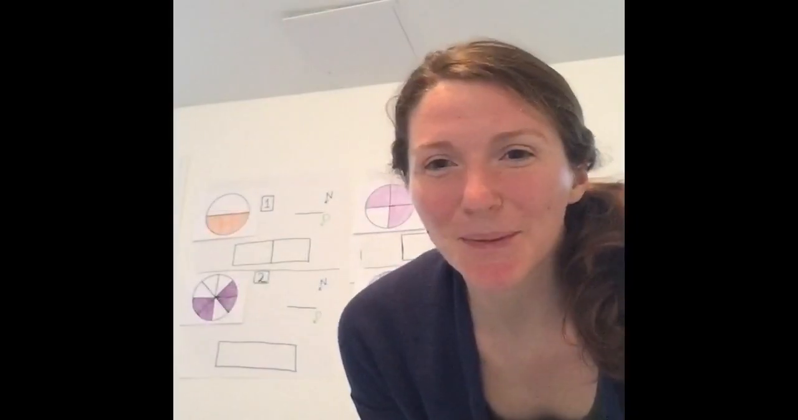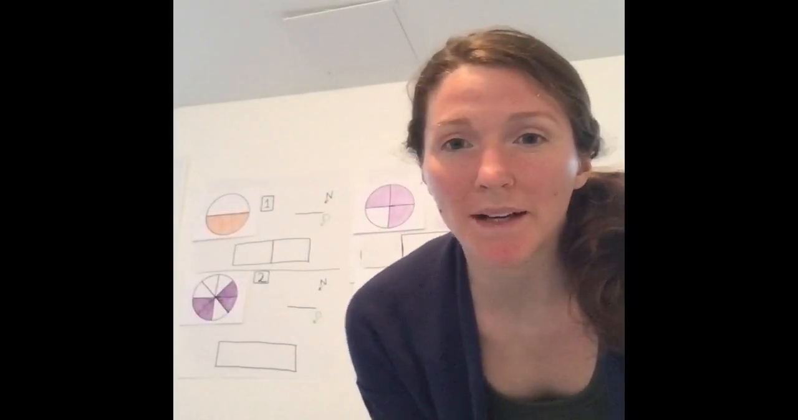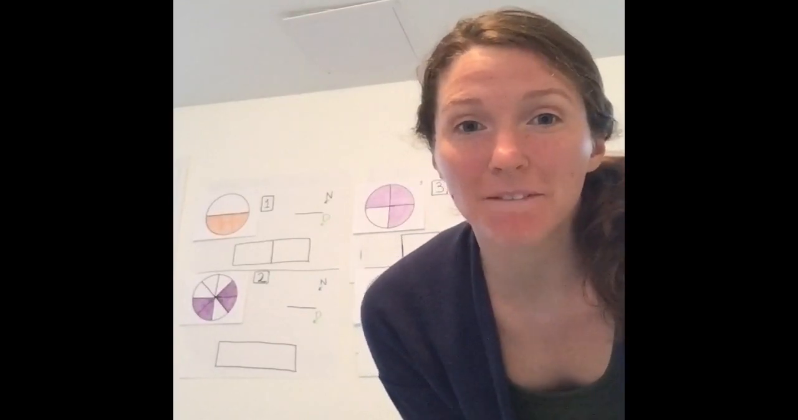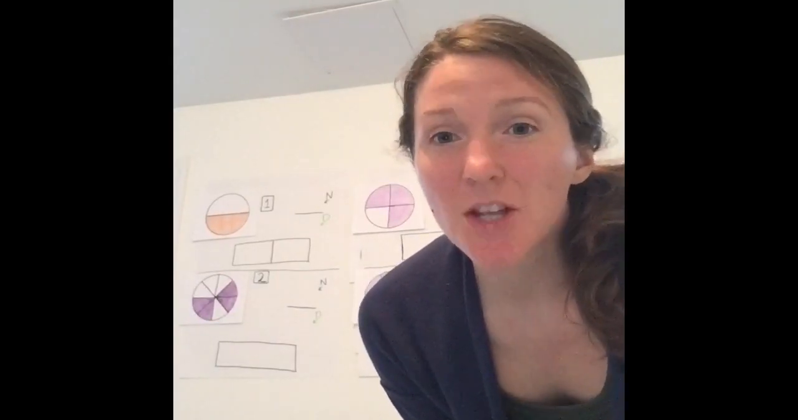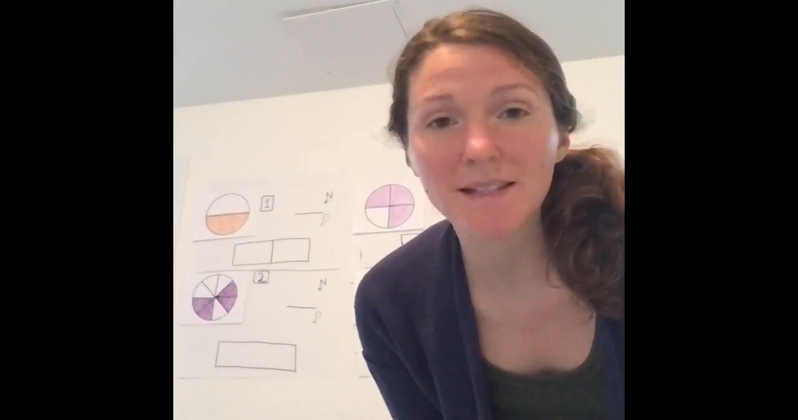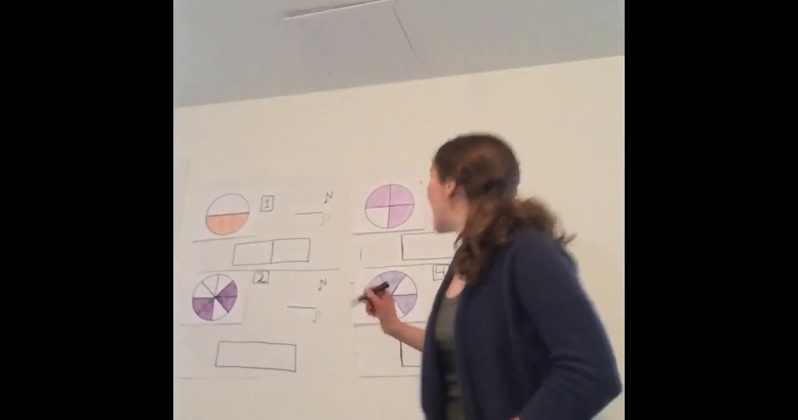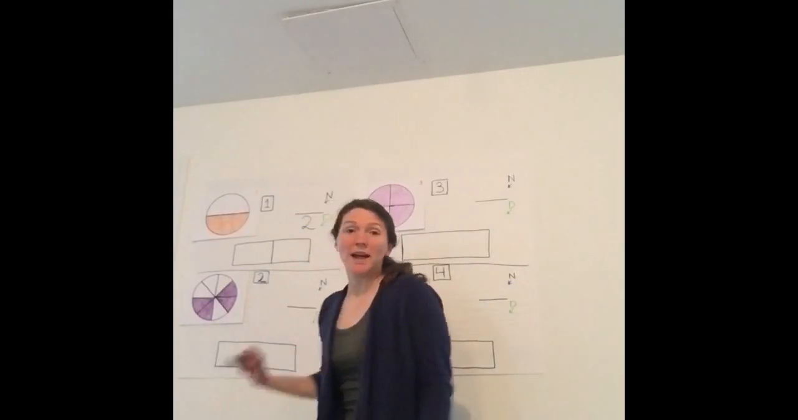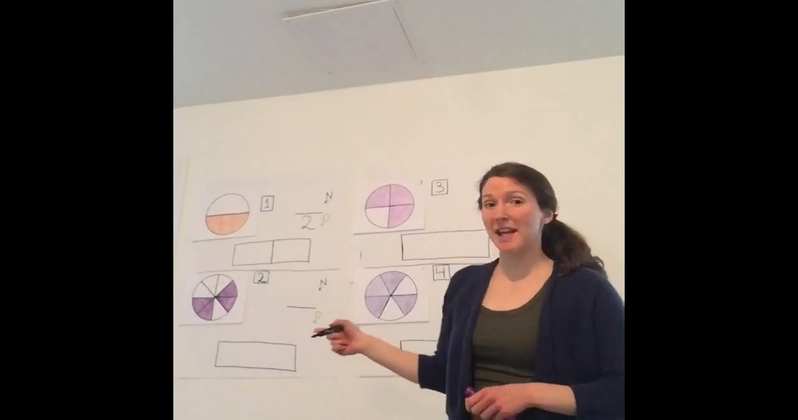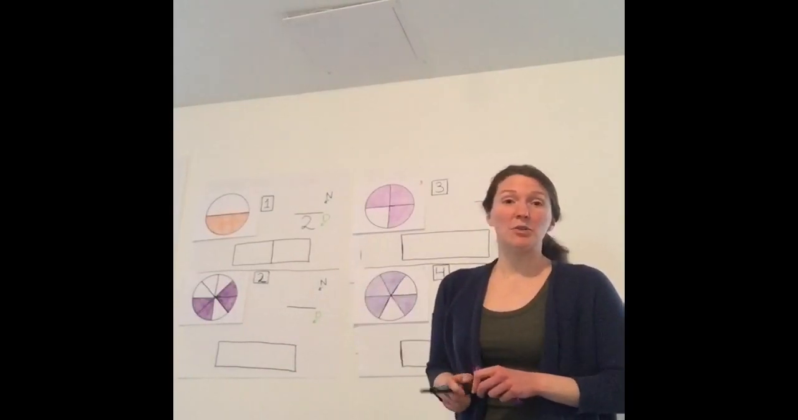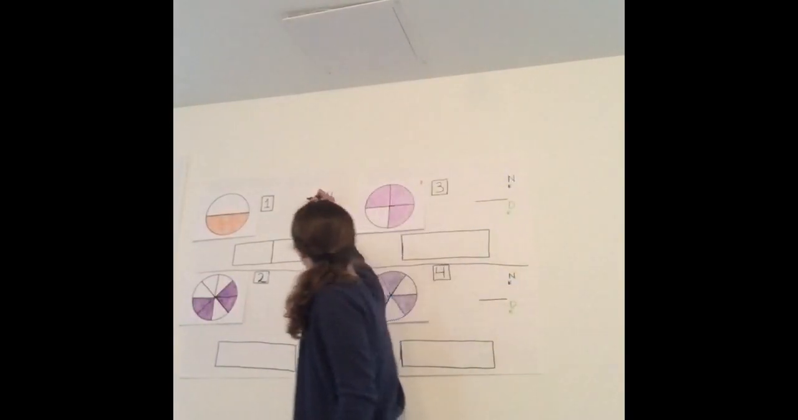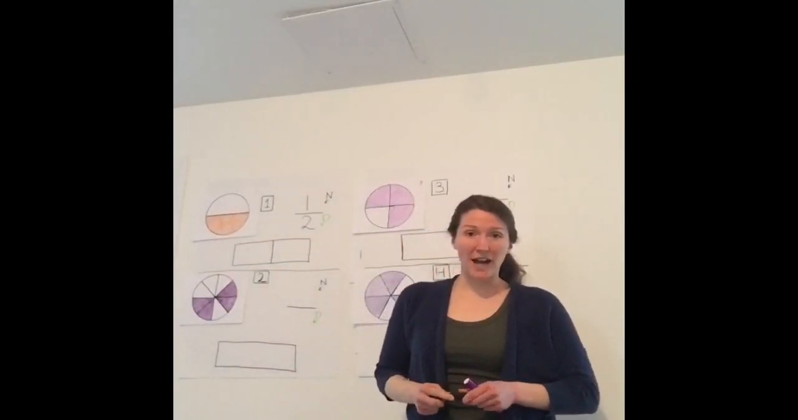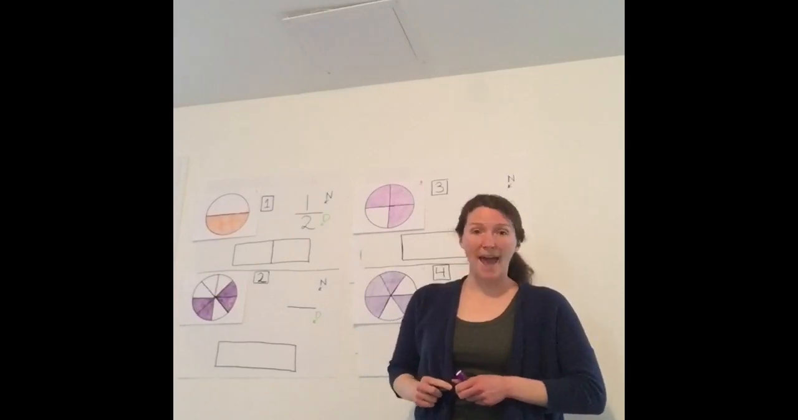Hi, let's check your work. All right, so number 1, we had one whole circle that was divided into 2 equal parts. So that means the denominator that goes down on the bottom is 2. And then how many equal parts are colored in? That's the numerator. The numerator that goes up on the top is 1. All right, this circle fraction model shows 1/2.